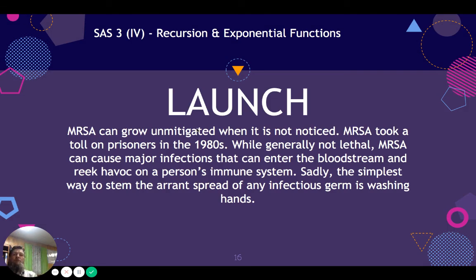Now, I'm going to launch you with this. MRSA can grow unmitigated, or unstopped, when it's not noticed. It took a toll on prisoners in the 80s. While generally not lethal, MRSA can cause major infections that can enter the bloodstream and wreak havoc on a person's immune system. Now, this is where MRSA becomes deadly. The simplest way to stem the errant spread of any infectious germ is to wash your hands. And that is so true.